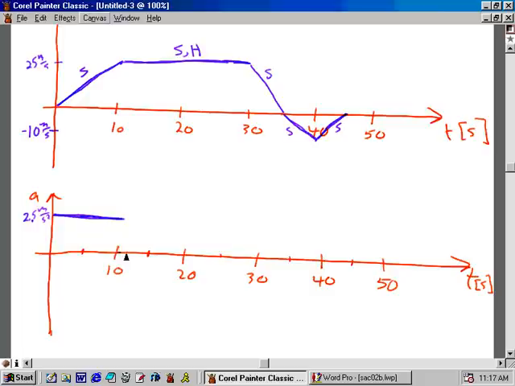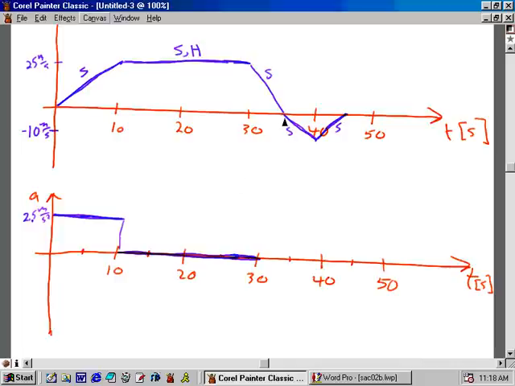Okay, velocity is staying the same. That means how fast the velocity is changing is just 0. So we got a straight horizontal line here. And if you wish, you can draw the vertical line connecting those two.